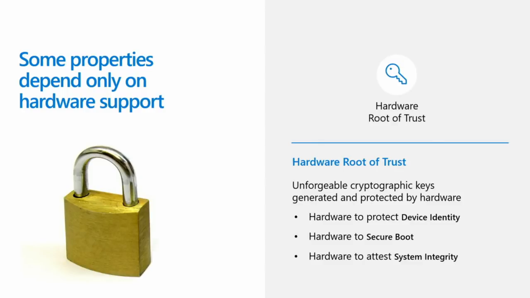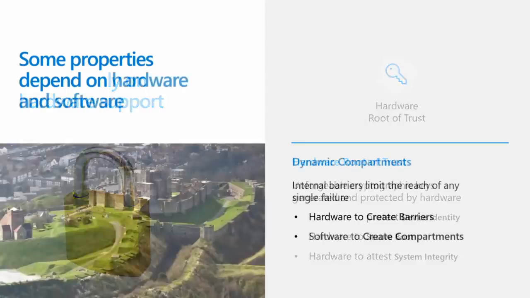Some of these properties only depend on hardware support, and this is where we're going to get into the need for secured silicon in addition to software and services. Classic examples are hard root of trust. It's not a forgeable cryptographic key, it protects the hardware's identity so it can't be spoofed, and it implements hardware for things like secure boot, so we guarantee that only signed software runs in a device, and you eliminate the possibility of random malware being loaded and executed.